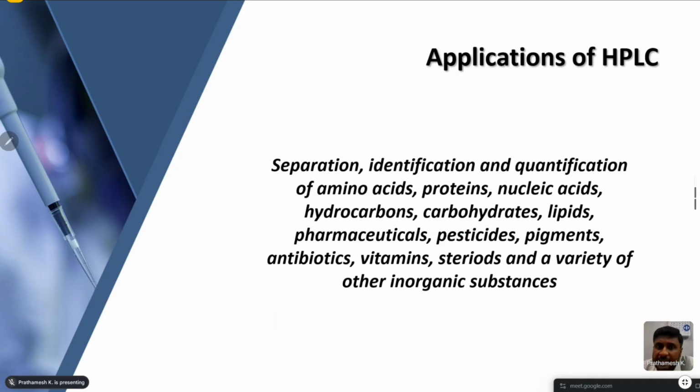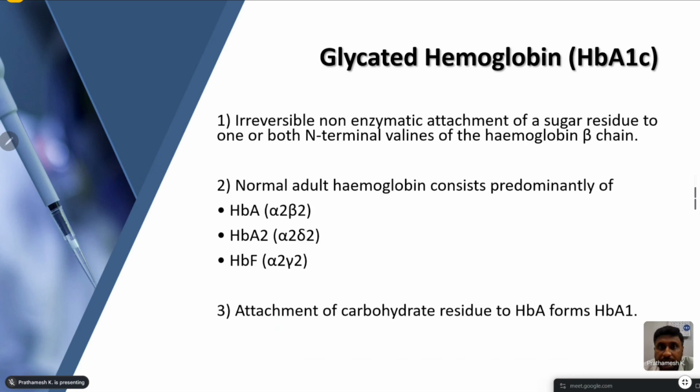What is the application of HPLC? It is used for separation. The most important word is separation. The main core idea of HPLC is separation. Whenever you have a doubt, I need to separate a component mixture, the answer is chromatography. So it is separation, identification and quantification of amino acids, proteins, nucleic acids, hydrocarbons, carbohydrates, lipids, pharmaceuticals, pesticides, pigments, it is unending. However much I say, I have written only 7-8 names, but it is unending. You can go on and on and on.